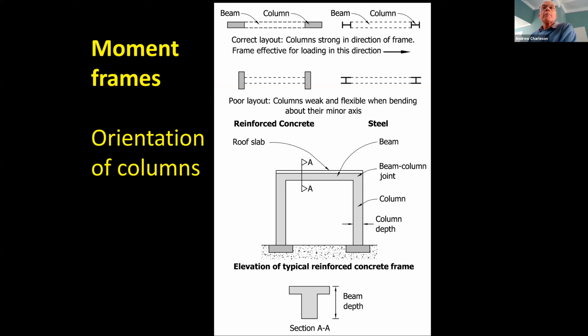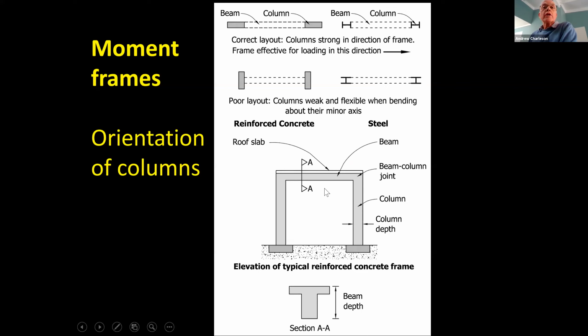The same principle applies if we're using steel construction. This is a steel moment resisting frame. Steel beam, steel columns. And see the columns are strong in this direction, but it would be a mistake to create a moment resisting frame like this, because the columns are weak for bending in this direction. So this is wrong, this is correct.